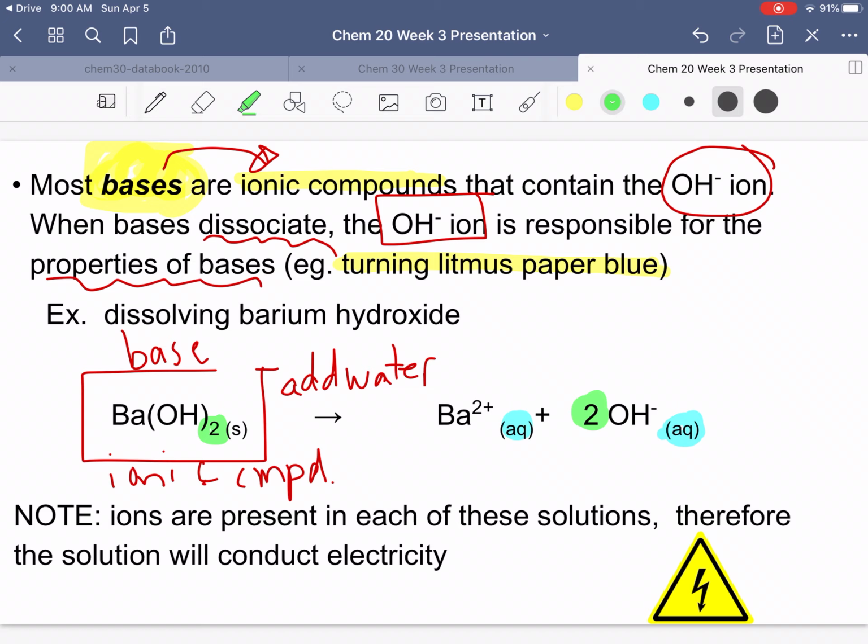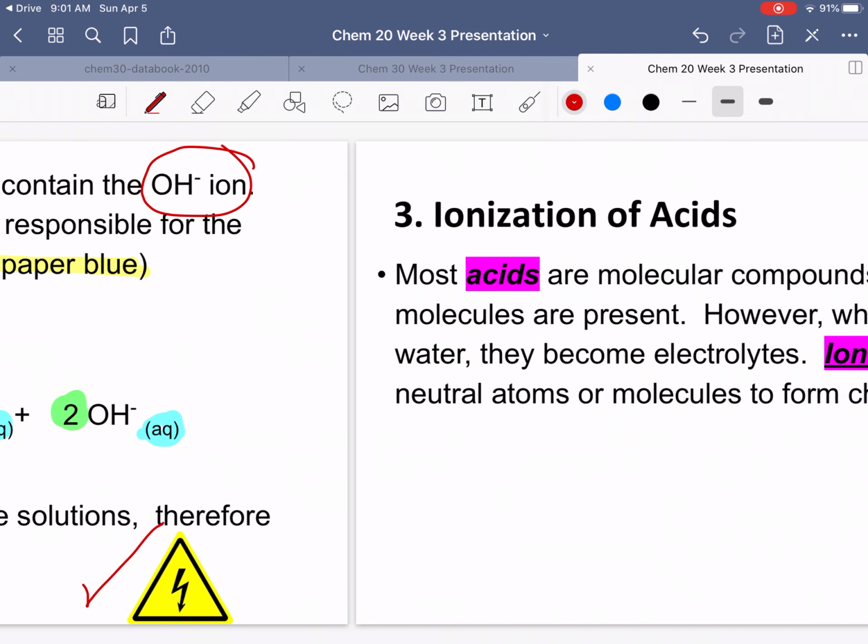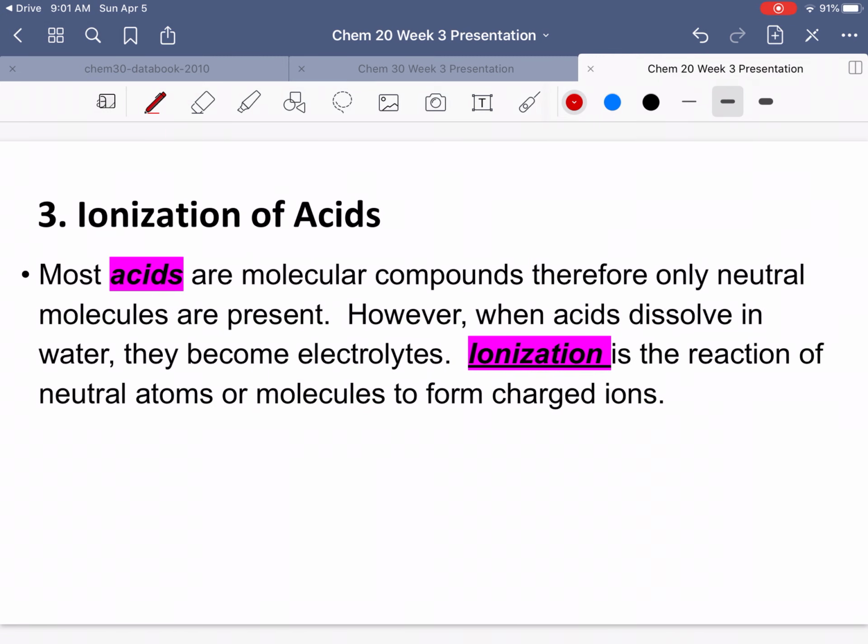Ionic compounds, when they undergo dissociation, when they dissolve, there are, beyond a shadow of a doubt, ions present, which means for sure these are going to conduct electricity. Of course they will. Okay? So think about that. If ions are present, then conducting of electricity will occur. Okay, now we'll move on to the third one. Third one here involves acids.